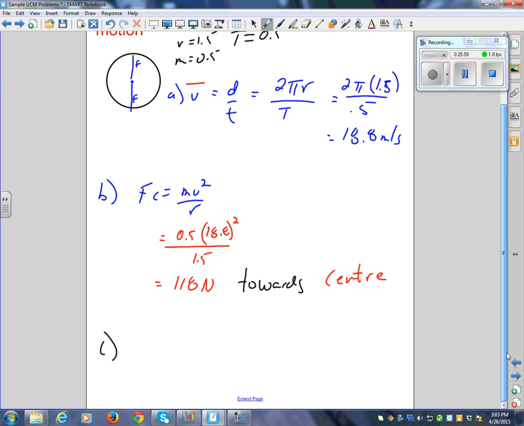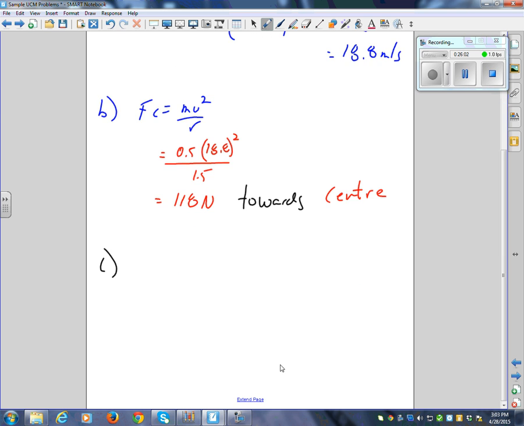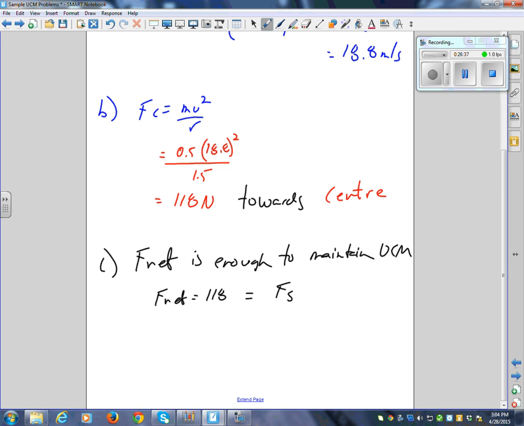Well, let's look at it this way. The net force, F net, is enough to maintain what we'll call VCM, vertical circular motion. So the net force is equal to 118. And that total centripetal force, that F net, that 118, is equal to the tension, string force Fs, plus Fw. I have to be very careful I write this correctly here.